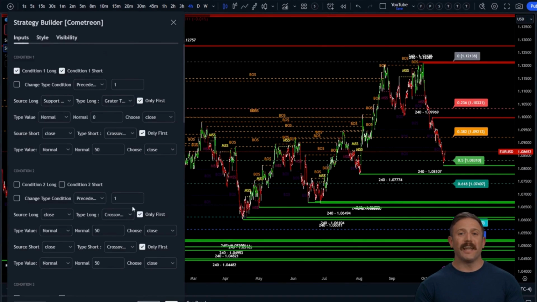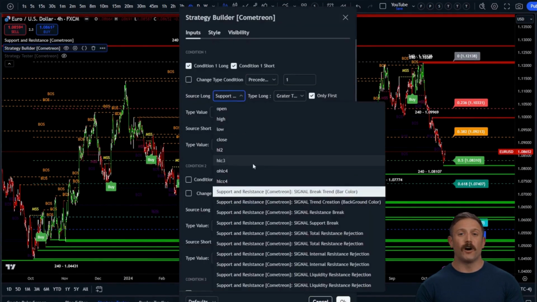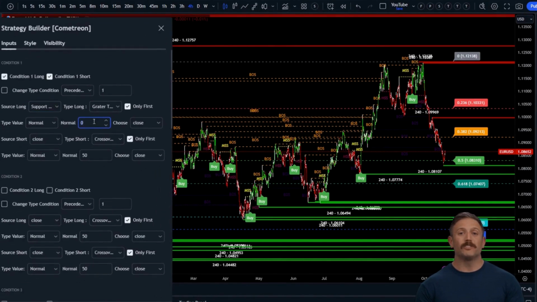While if you want to test different long conditions to add to the breakout of a resistance, you just need to enter in the source long, Support and Resistance Cometreon, signal resistance break, and greater than the number of lines you want to break, so if 1 is enough, enter 0.